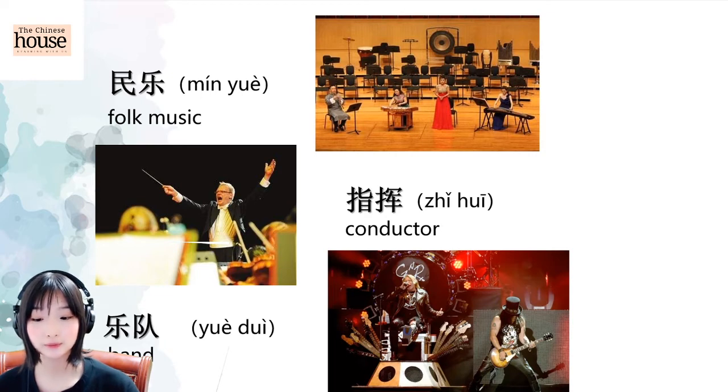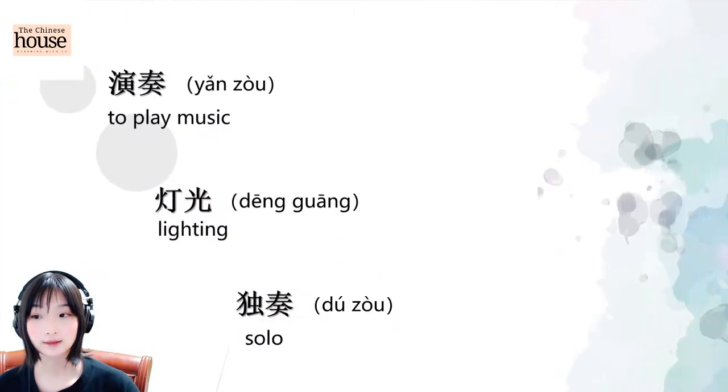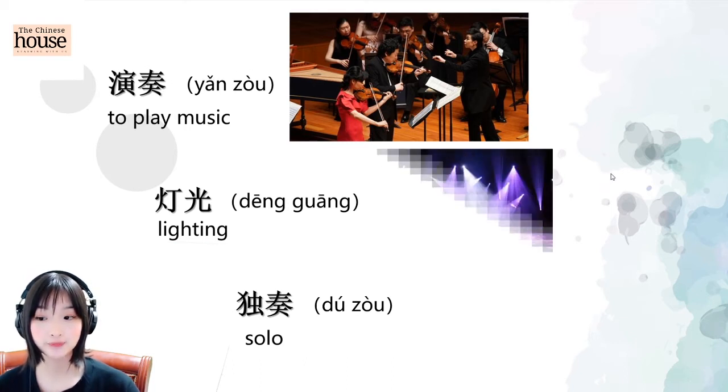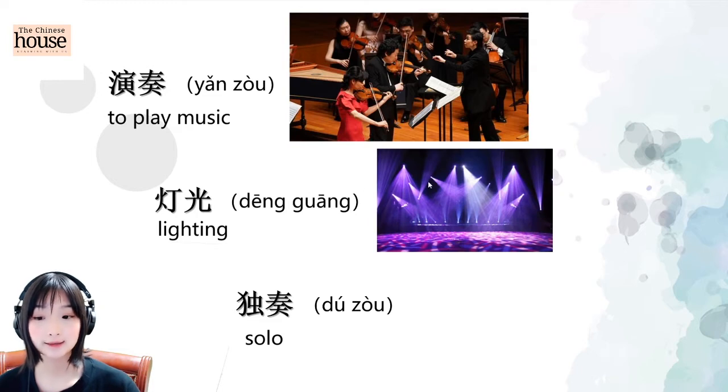乐队. Then to play music, 演奏. 演, third tone, 奏, first tone. 演 here means to perform, and 奏 means play music. 演奏. Then lighting, 灯光.